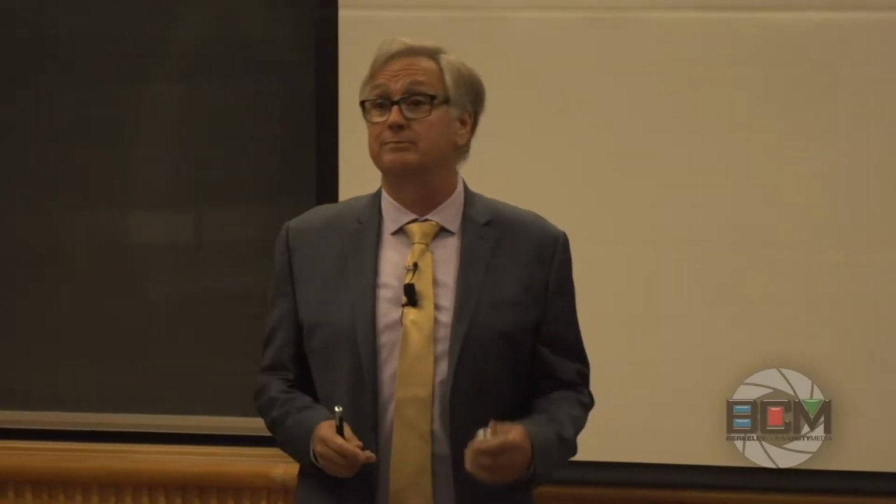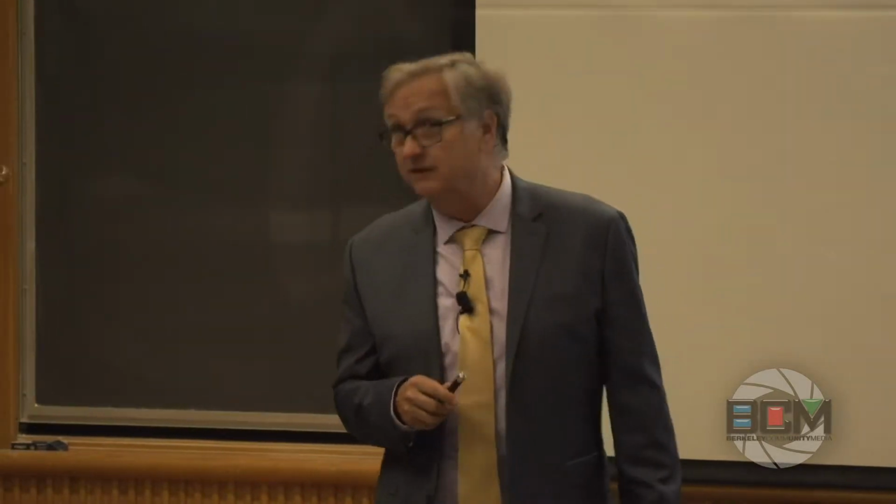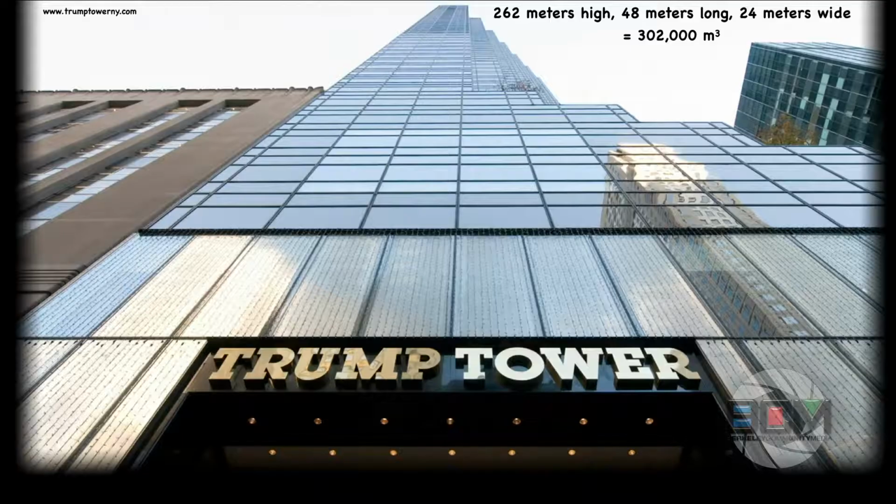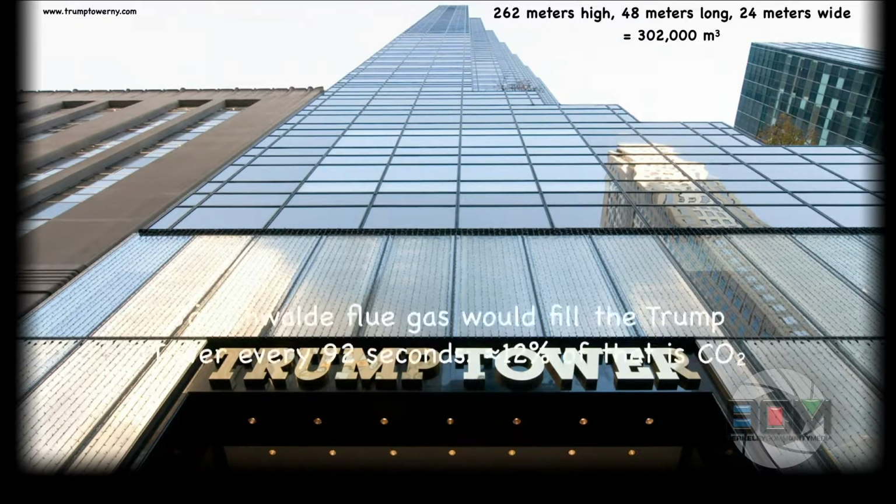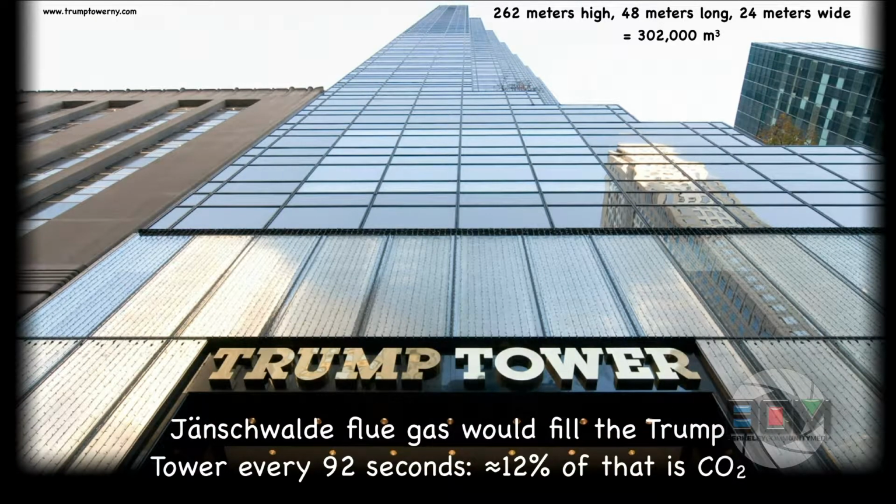So when you think about large volumes of warm, wet gas, you ask, how could I measure that? Well, here's a convenient way to imagine it. We can go to the internet and we can discern that the Trump Tower has a volume of about 300,000 cubic meters, which means the Jefferey power plant would fill the Trump Tower every 92 seconds with exhaust gas. 12% of that is CO2. That's one coal-fired power plant.